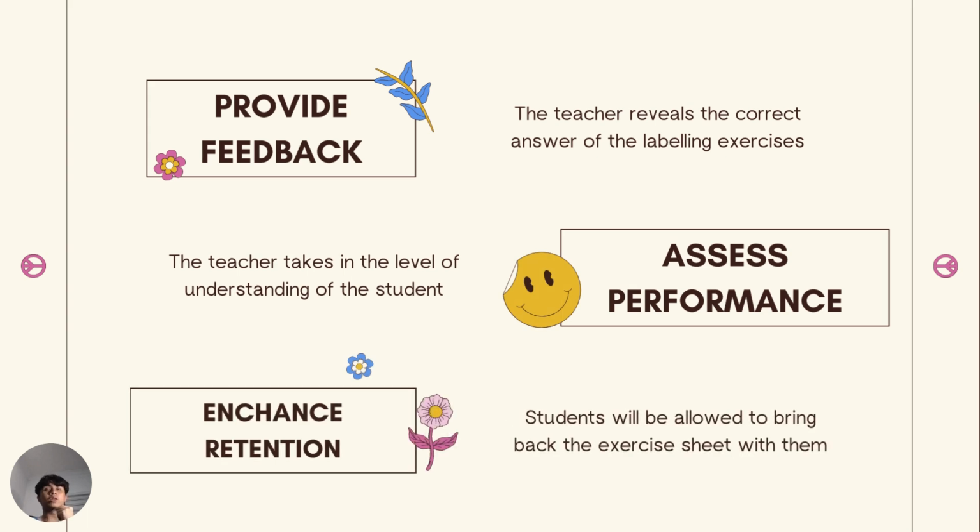The seventh part of the instructional event is for the teachers to provide feedback to the students. The teachers will reveal the correct answers of the labeling exercise to the students. The answers of the exercises will be projected at the front.